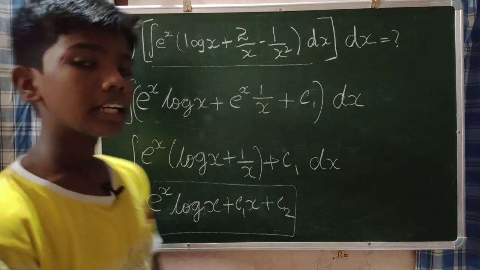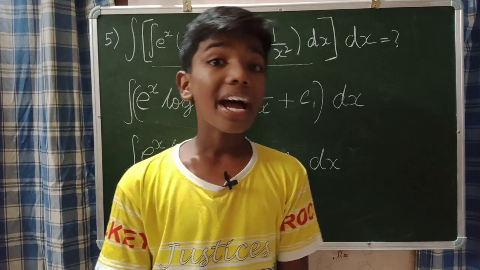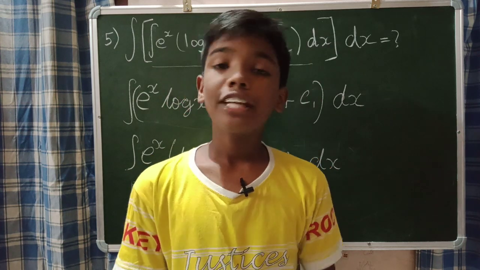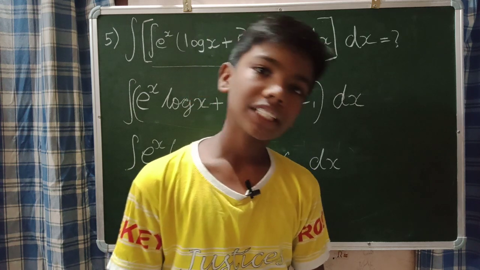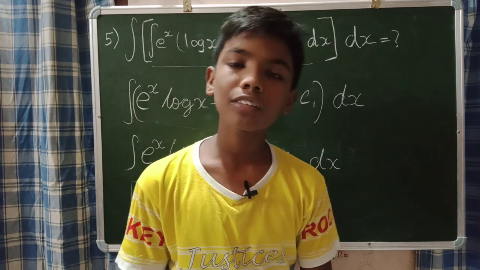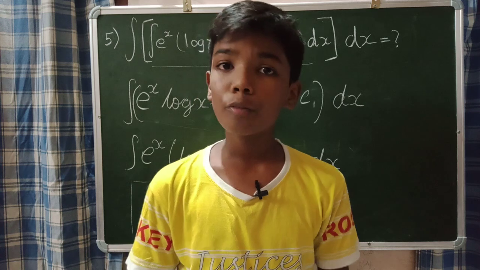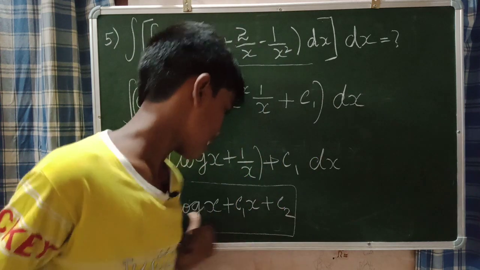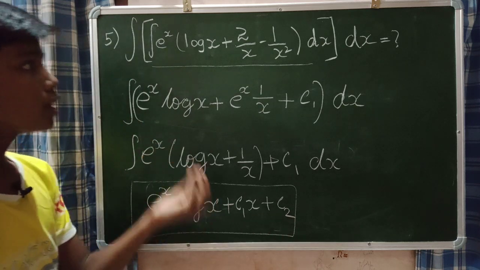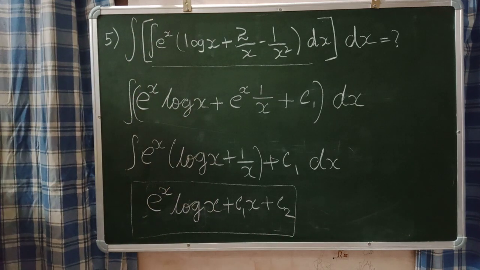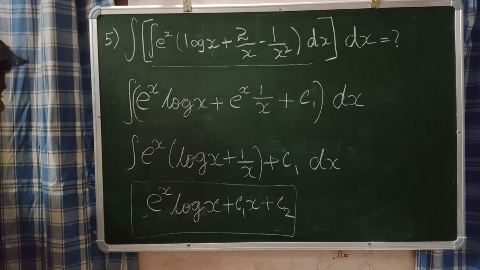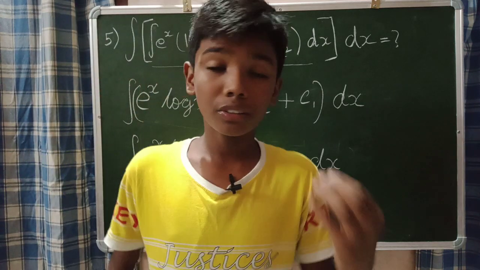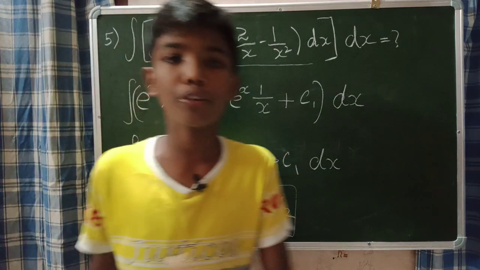How did I solve this? There was only one formula. What is that formula? Integration of e to the power of x of (f of x plus f dash of x) is equal to e to the power of x of f of x plus some constant c. Remember that. That is why I solved this question. So the answer is this. This is the answer, guys. This c2 represents the new constant for the bigger integration. Okay. That's all, guys. So this is all about the questions on our today's session.